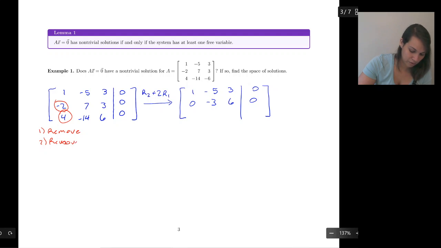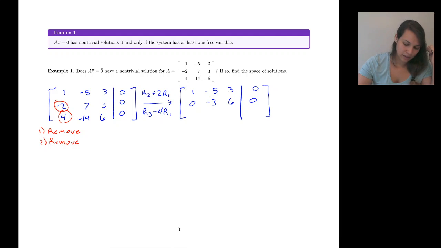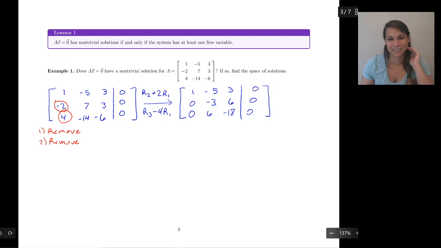I can spell remove, that's a thing. There we go. So this time, we're going to modify row 3 with row 1. -4, row 1. So that's going to be a 4 minus 4, which is 0. 14 plus 20, 6. And then this is -18. Yes. But only if I copy the problem right.